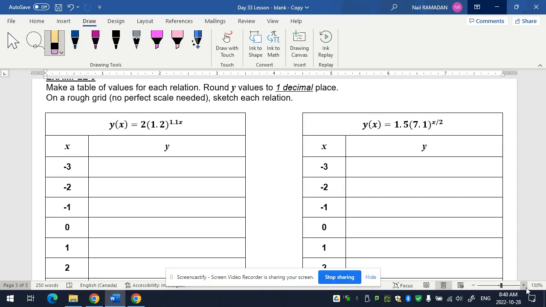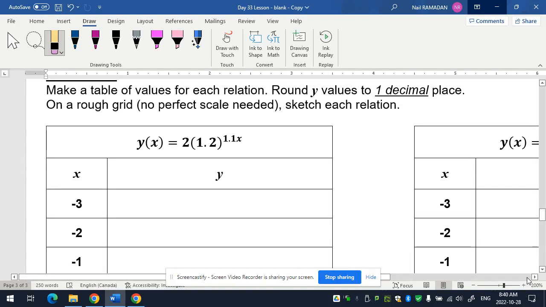Okay, so let's do the first one. Make a table of values for each relation. Round the y value to one decimal place. Don't show many, just one decimal place. And then on a rough grid, which means what?